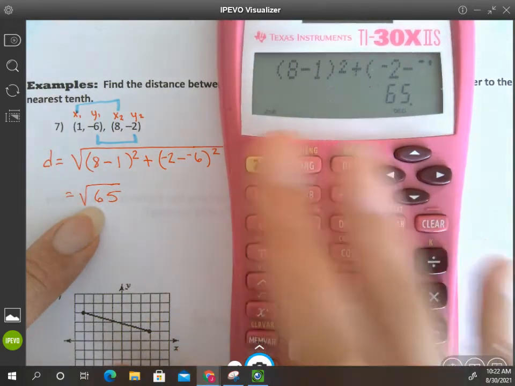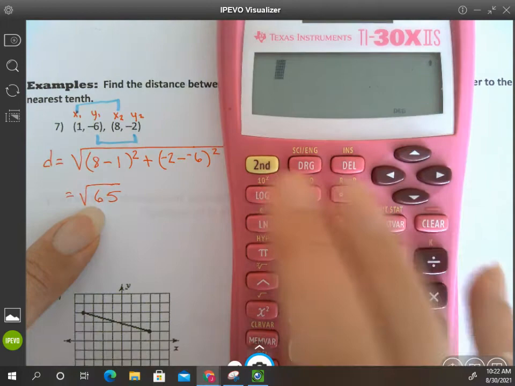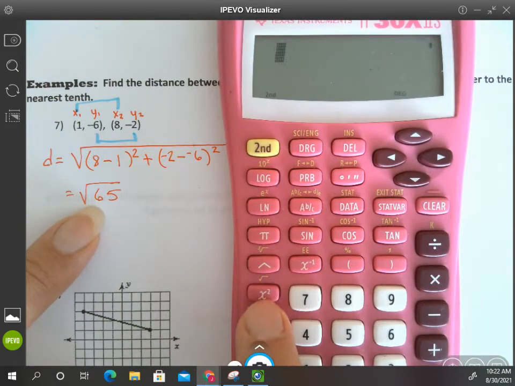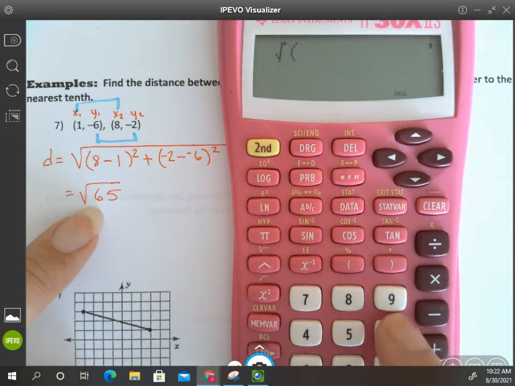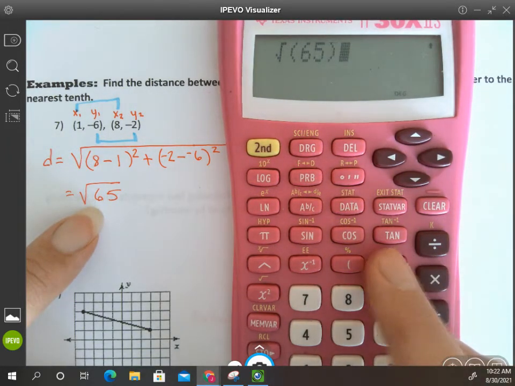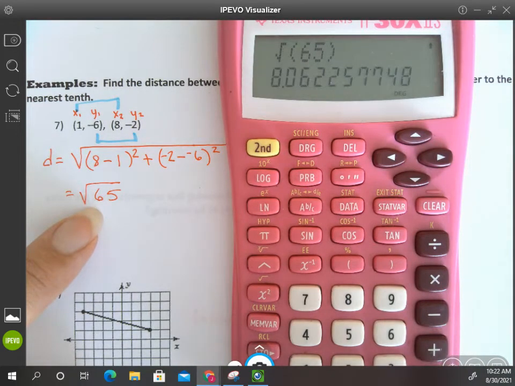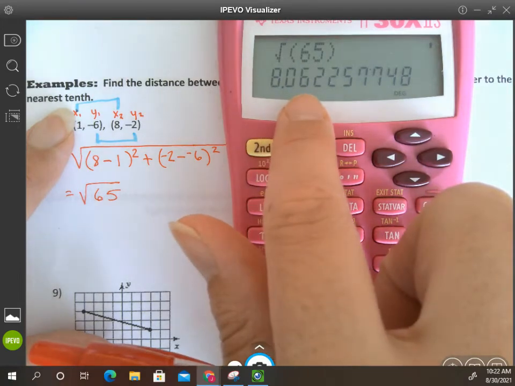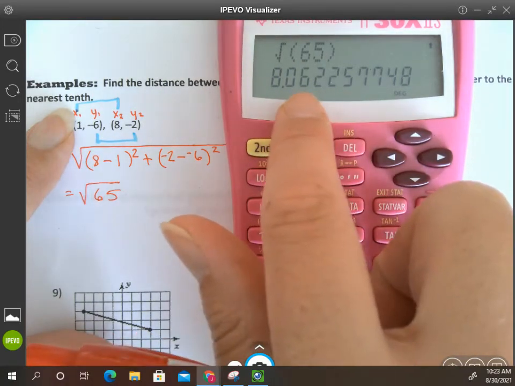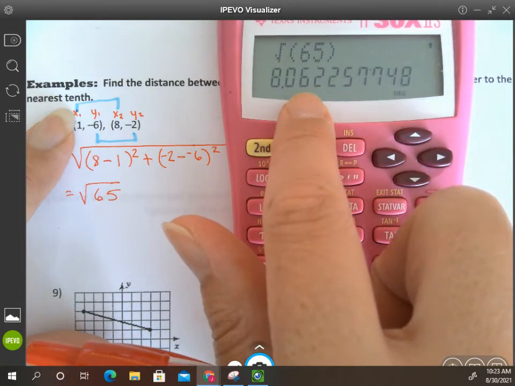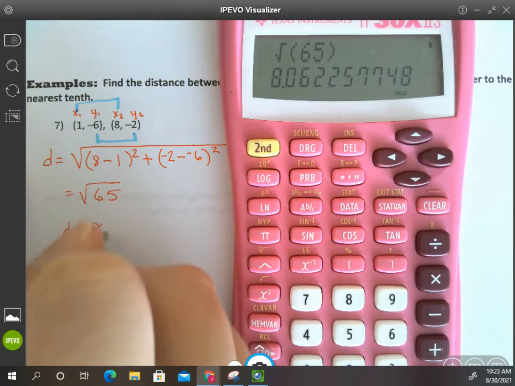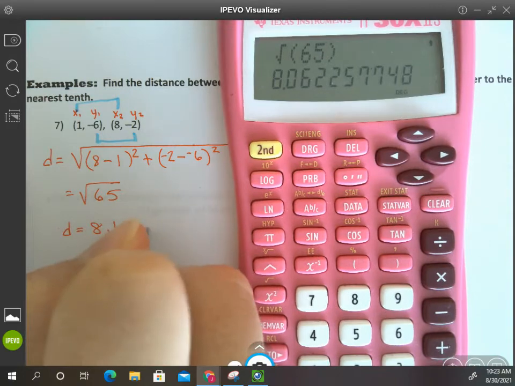All right, so second, I'm going to clear this. I'm hitting second and my square root key. Okay, so second and that key, I'm going to type in my 65. I like to close the parentheses, and the direction said round to the nearest 10th. So 8.06, blah, blah, blah. 5 and up tells you to round it up, so 8.1. 8.1 units.